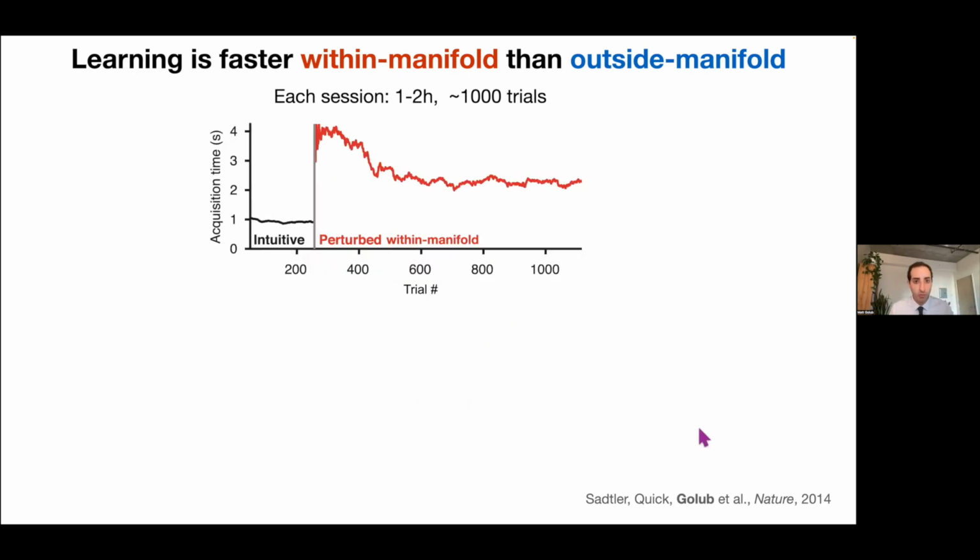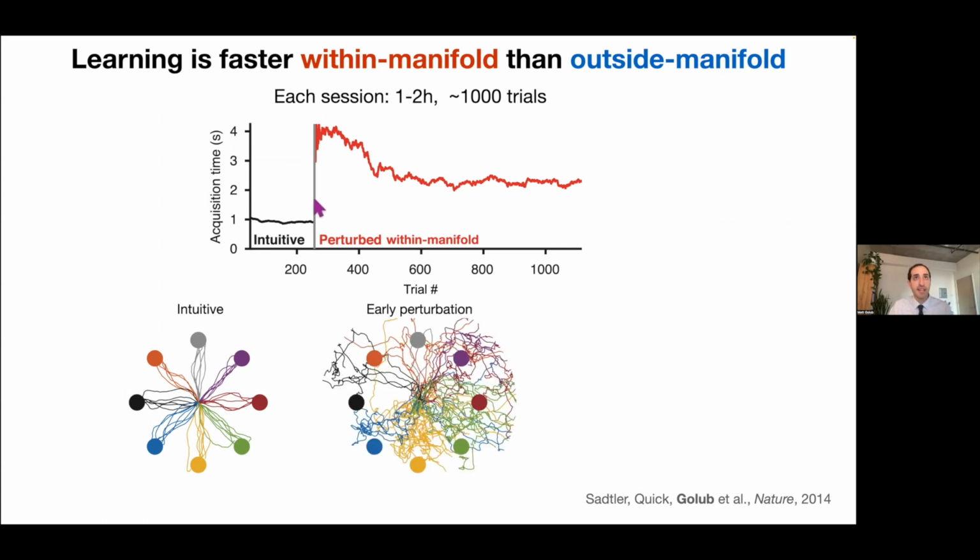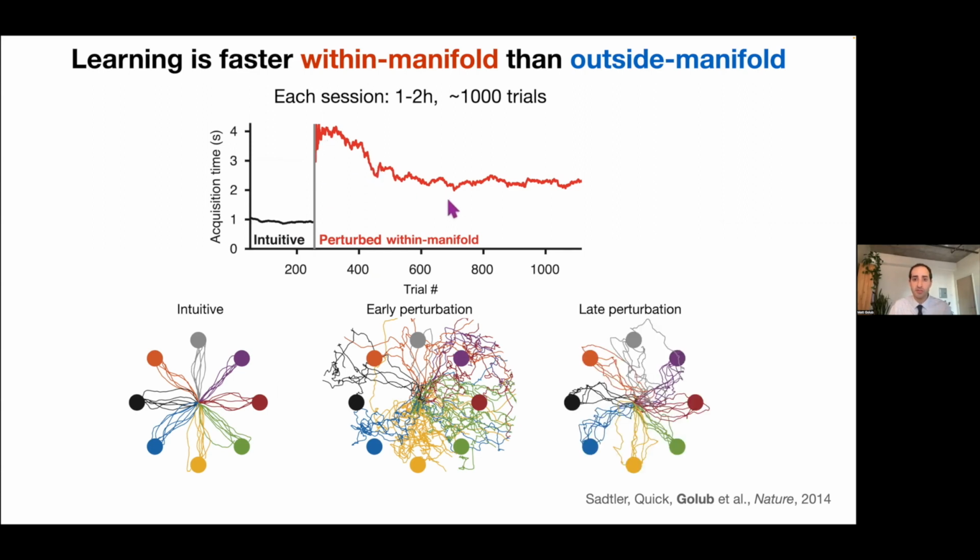Here's a representative within manifold session where I'm showing acquisition time, which is how long it takes for the animal to move the cursor from the center to the target. And under the intuitive mapping, this is stable and relatively fast, around 1 second. Control is quite good. These are some example cursor trajectories. Then when we switch the mapping, we see an initial hit to performance. But then with learning, the animal's behavior improves, although he never gets quite back to where he was under the intuitive mapping. And I'll come back to this point later.